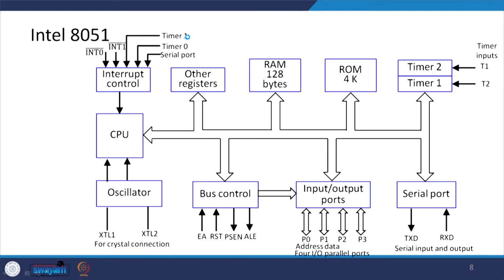Similarly, we can see the architecture for the Intel 8051 microcontroller. Okay. So, again we have the CPU, we have the RAM, we have the ROM, interrupt control is there, register is there, oscillator is there, bus control, input output ports are here, as well as the serial ports are there, and here you have the timer.